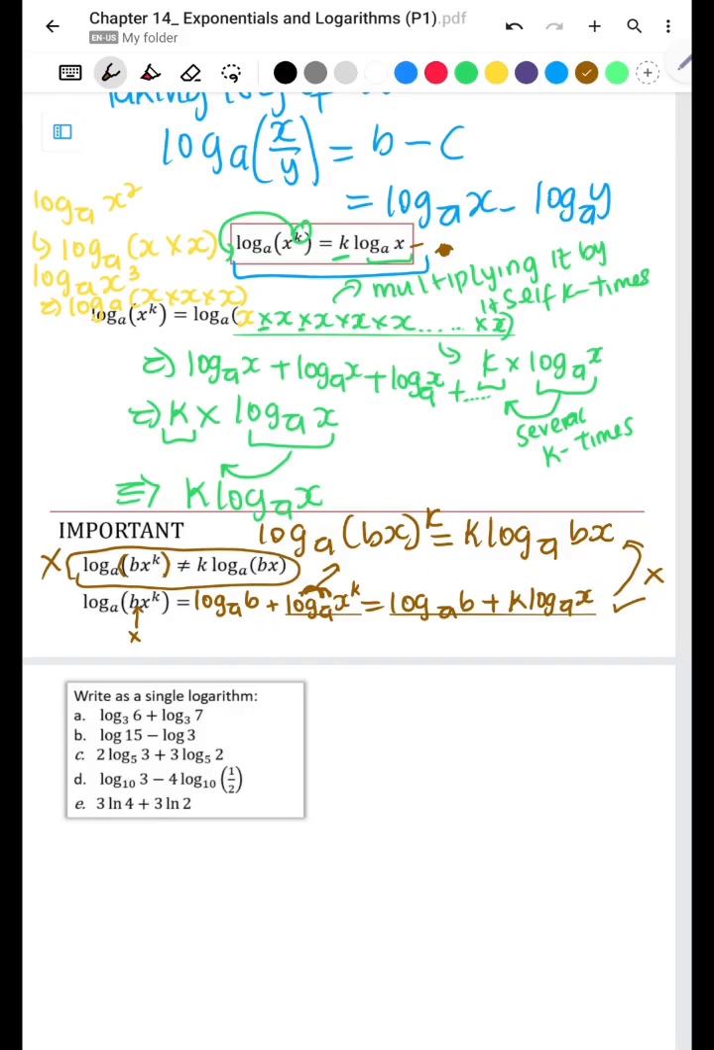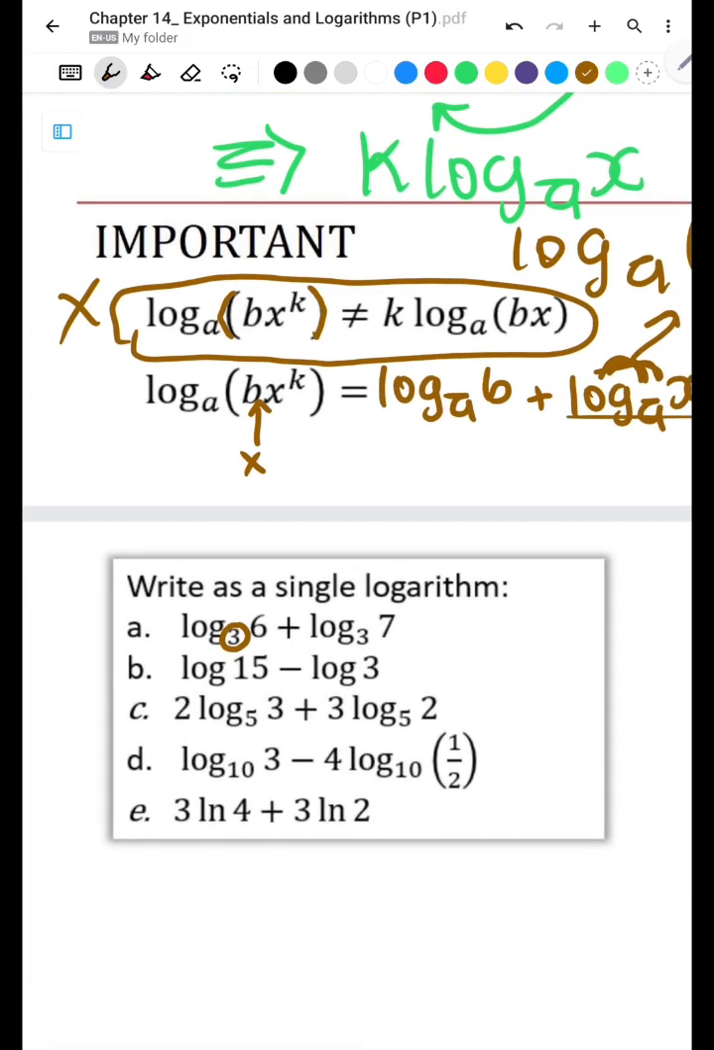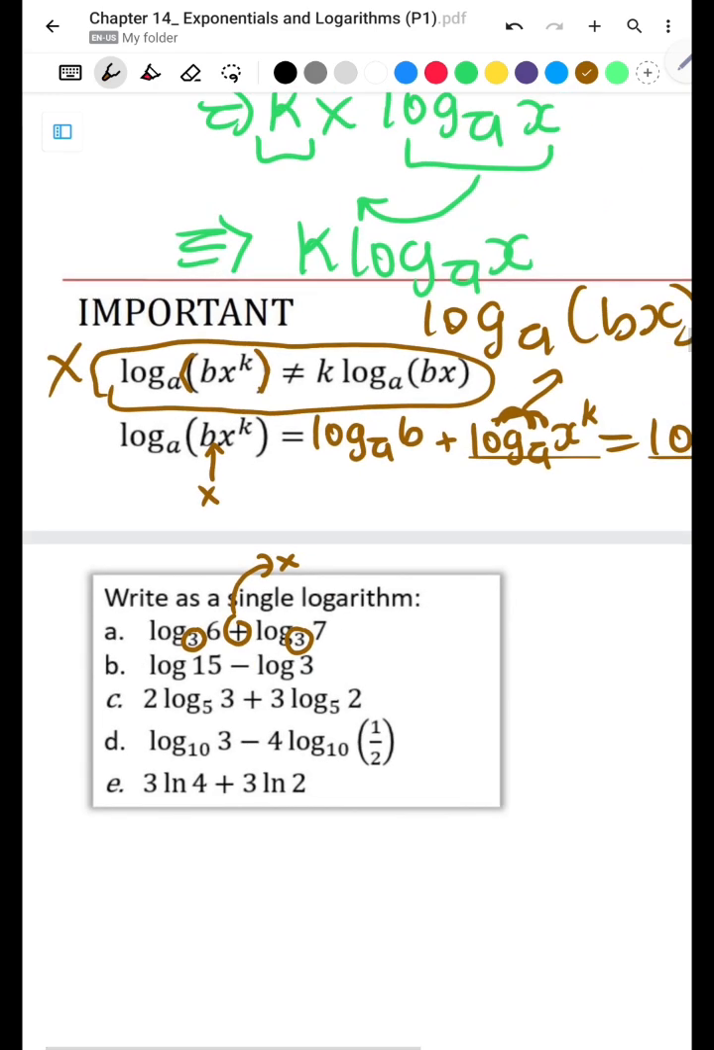Now, write as single logarithms. The first thing I noticed was these 3s being the same as this 3 here. So I have a consistent base. Perfect. Then I can use my law of logarithm. Because this is positive, I know I'll be having something to do with multiplication. So this implies log base 3 of 6 times 7, which is the same thing as log base 3 of 42.